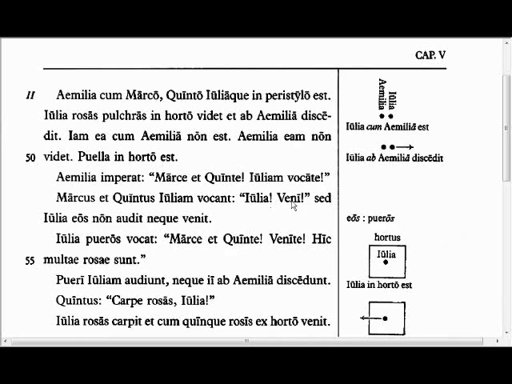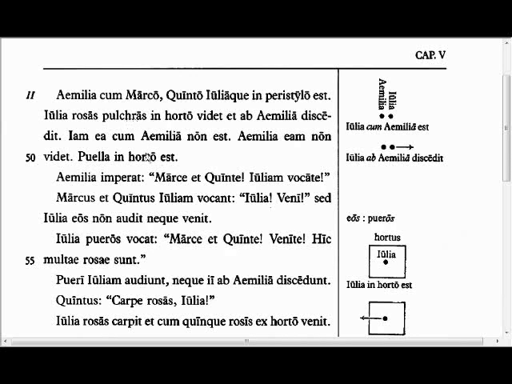Veni, come here. But Julia does not hear them, eos non audit, neque venit, and she does not come. It goes on with Julia calling the boys, Marcus and Quintus, come here. There are many roses. Hic. Here we have that form of not this, but hic, the adverb meaning here.